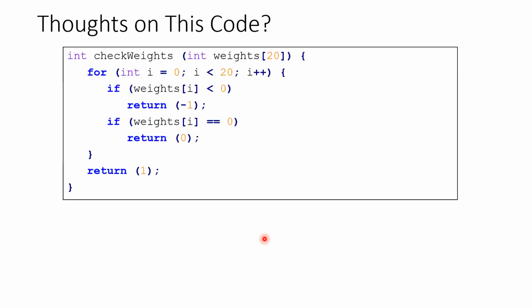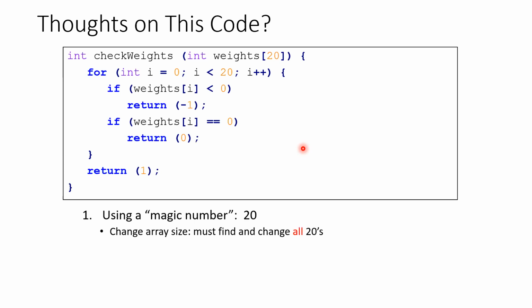So let's see this chunk of code. Yeah, those are magic numbers. And the 20 is also a magic number. First, the 20 is a magic number that we don't want to bear with, because if you change the array size at some point, you must find and change all of the 20s in the code.